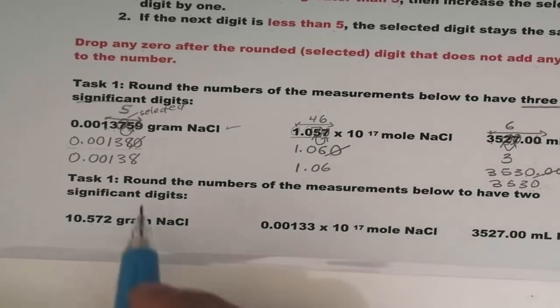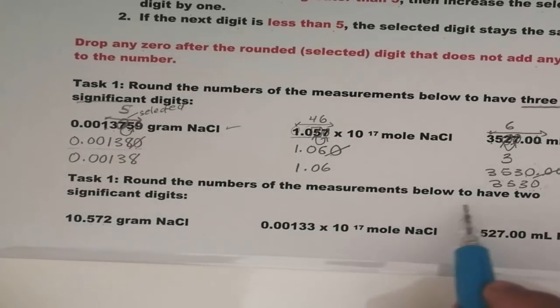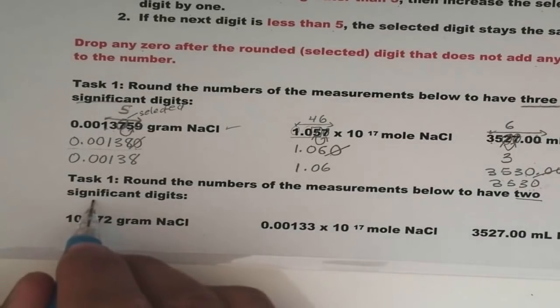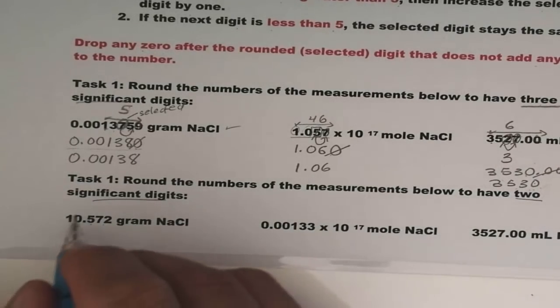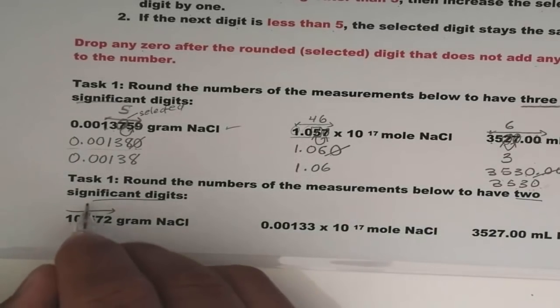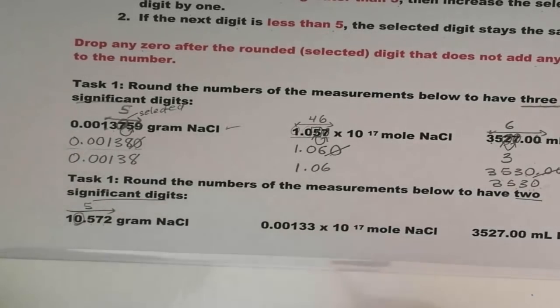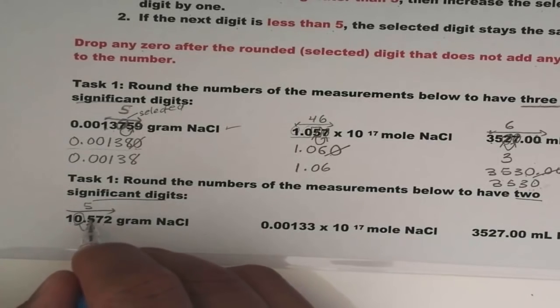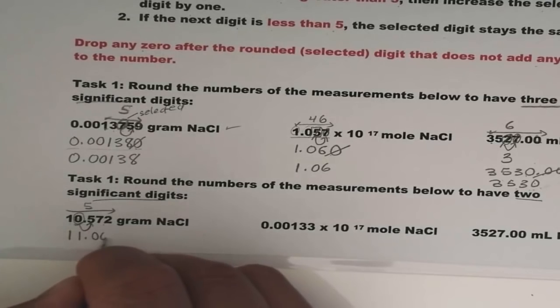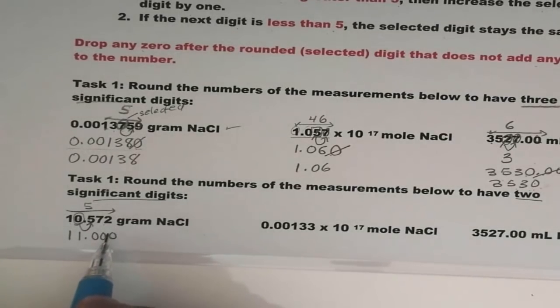I have 10.572, and in this case, round the measurement below to have 2 significant digits. We're looking for the second sig fig. It's a decimal again, so count all of them, which is 5 sig fig, but the second one is the 0 right there. So we look at the next digit, which is 5, and that 5 will make the 0 into a 1. So we have 11.00, because any digit after the rounded or selected digit will become 0.